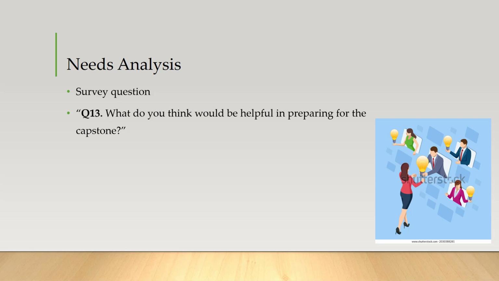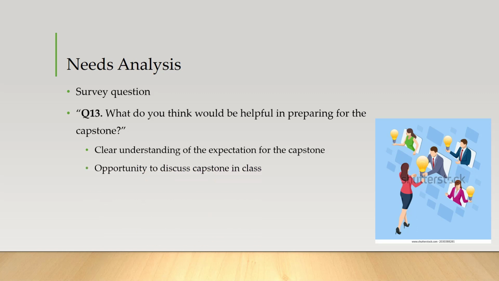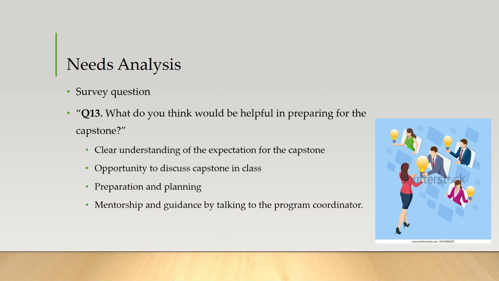For instance, one of the items of the survey sought to find out what they thought would be helpful in preparing for the capstone. The respondents revealed that they needed a clear understanding of the expectations for the capstone. They wanted an opportunity to discuss the capstone in class. They wanted preparation and planning ahead of time. They also needed mentorship and guidance by talking to the program coordinator. And also, they wanted access to resources, an orientation program to the capstone, and exemplars of the capstone.